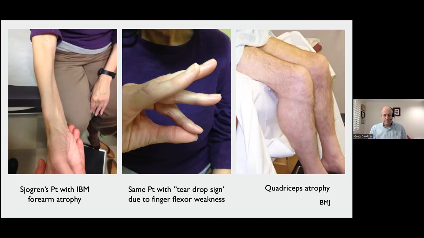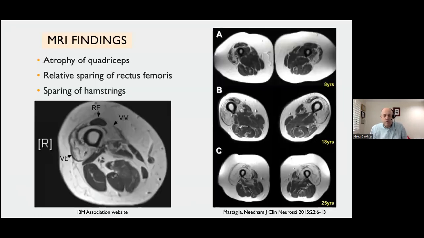And that's fairly typical. This disease often takes years. It doesn't come in weeks to months like most of our inflammatory forms of myopathy. This happens over months to years. So look at this. It tends to spare the rectus femoris, the RF. It affects the vastus lateralis and vastus medialis.